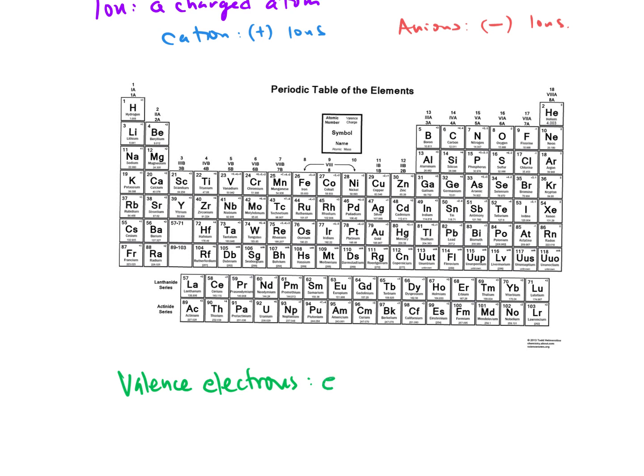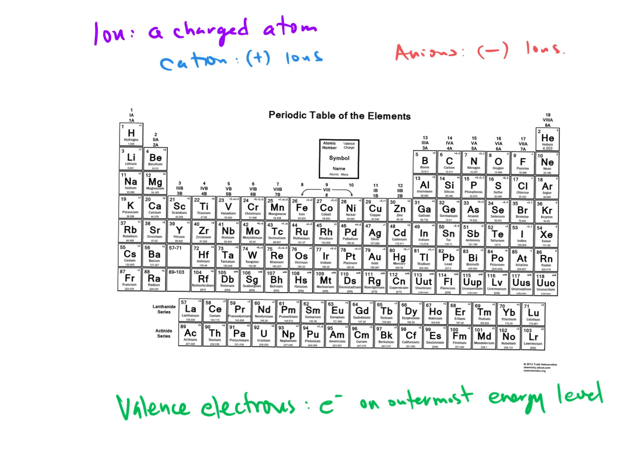Valence electrons are electrons on the outermost energy level. I say energy level because that's what it is, but it's just the outside of it, okay? All right. So let me show you how you can use your periodic table to tell how many valence electrons there are. Wouldn't that be nice? So you don't have to memorize this stuff, okay? It's right here.